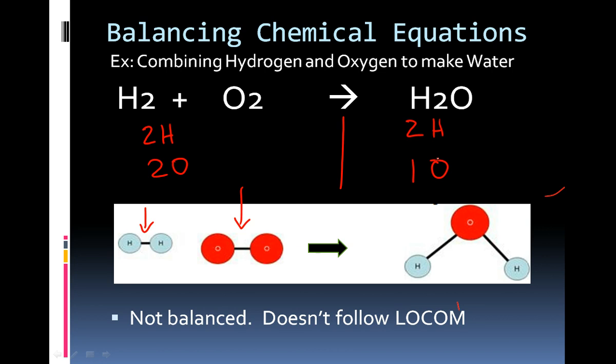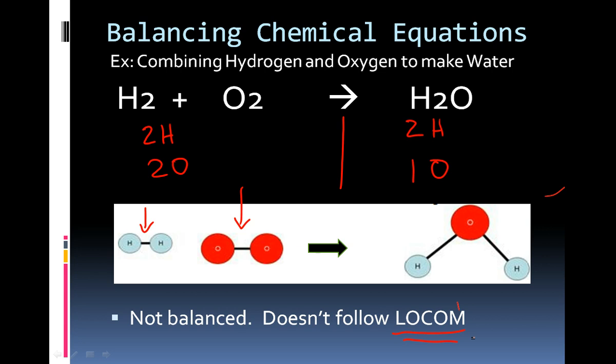The reason why is it does not follow LOCOM. If you remember that from the first semester, that means the law of conservation of mass. Atoms cannot be created or destroyed. Mass cannot be created or destroyed. So we can't start with 2 oxygens and only end up with 1. So we have to kind of solve that.